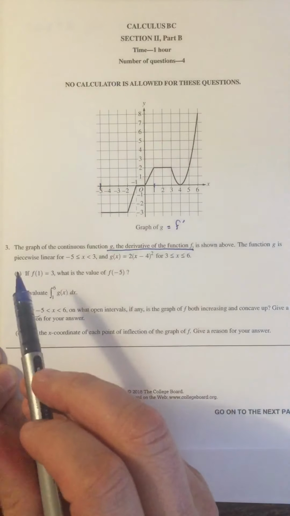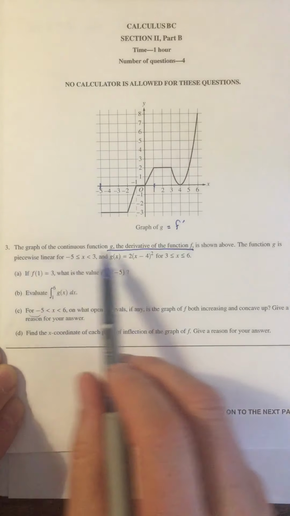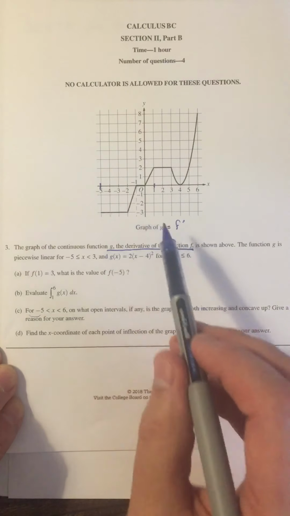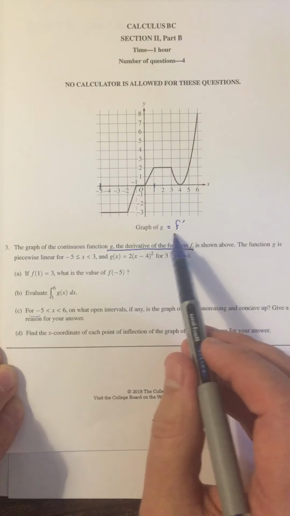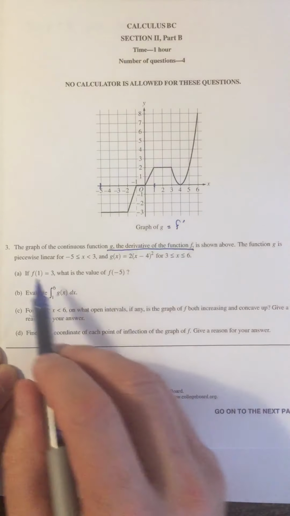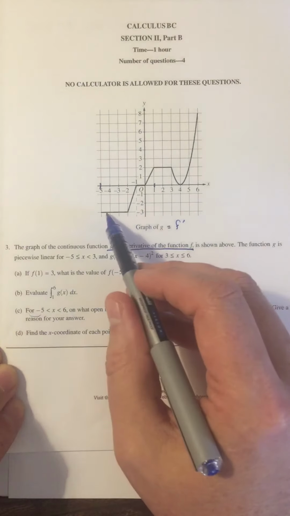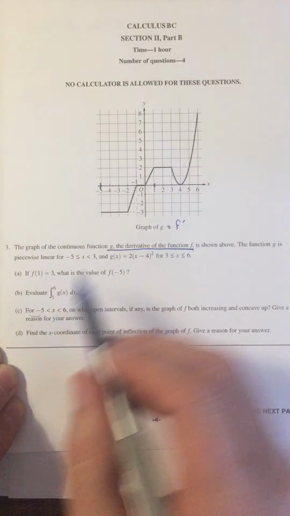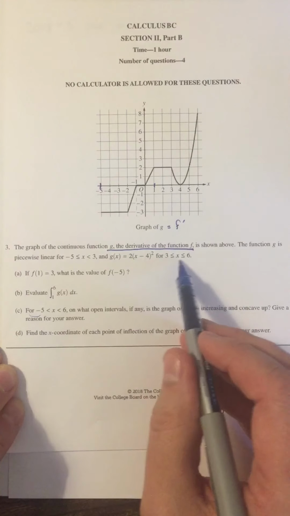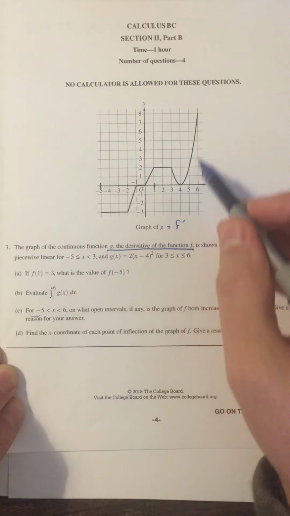And so it tells us that this graph is g, which is the derivative of f. So, pay attention to what you have a graph of. It's the function g. It's also f prime, the derivative of f. Okay, and it says that g is piecewise linear. So that just means that these are all line segments from -5 to 3. And then it tells you a function for 3 to 6, and that's the parabolic part.